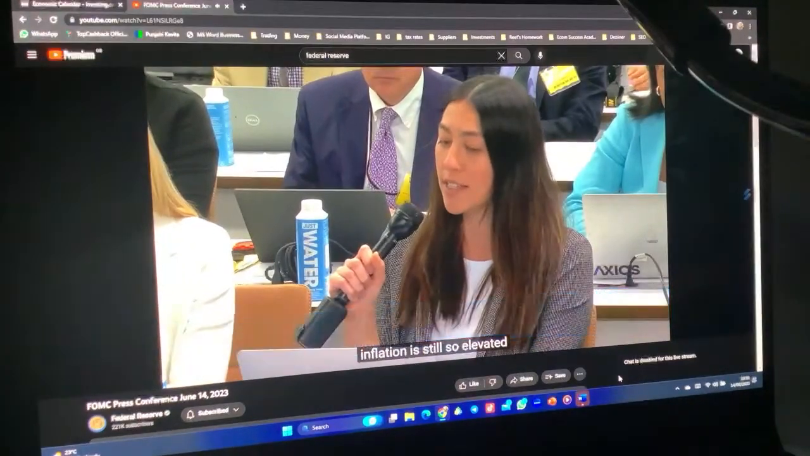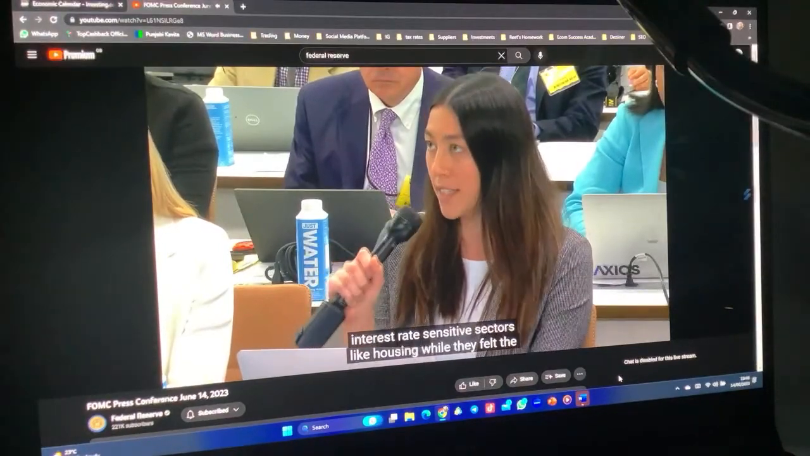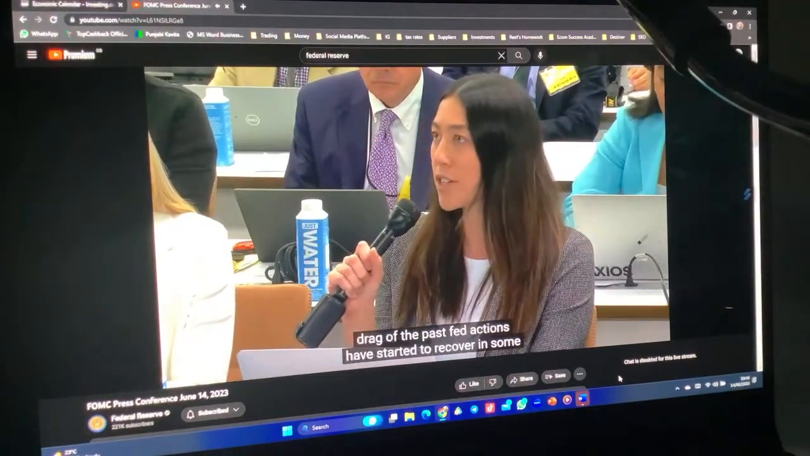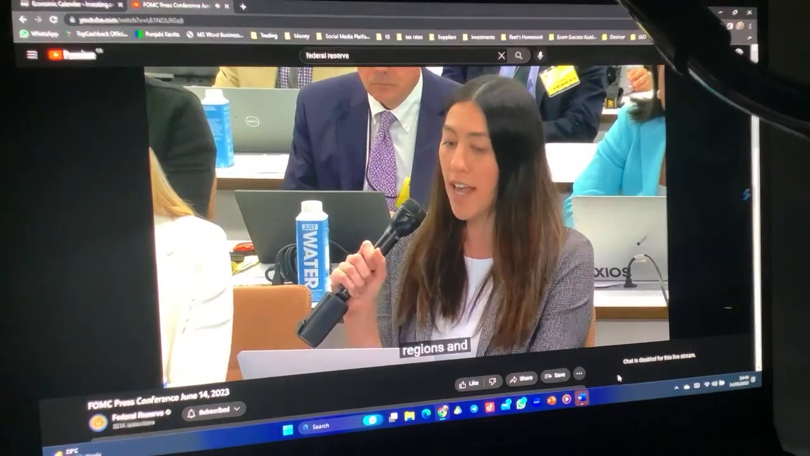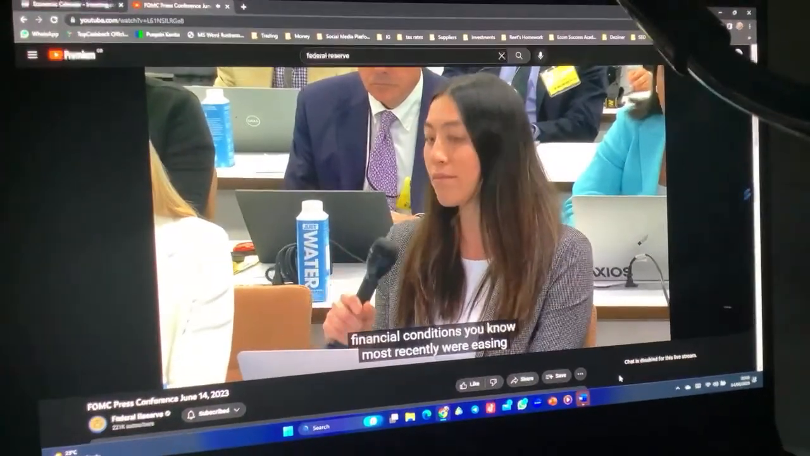Interest rate sensitive sectors like housing, while they felt the drag of the past Fed actions, have started to recover in some regions, and financial conditions, most recently, were easing.